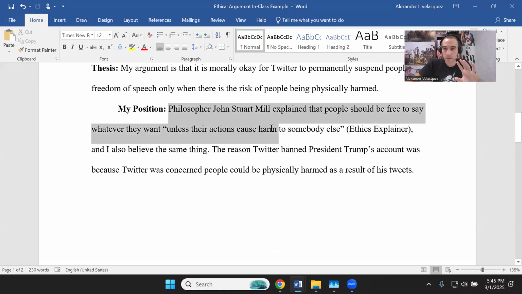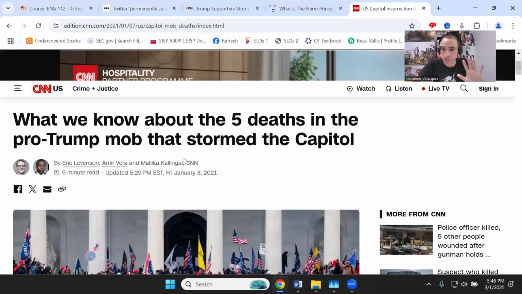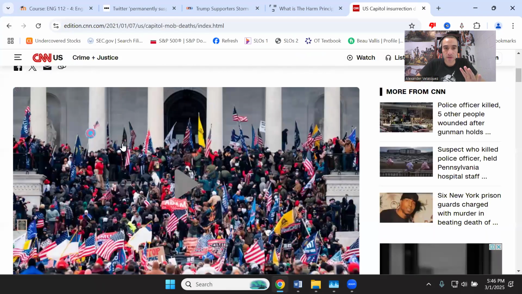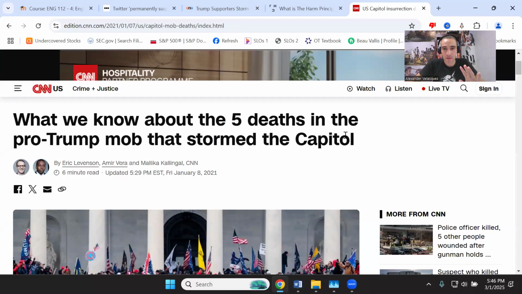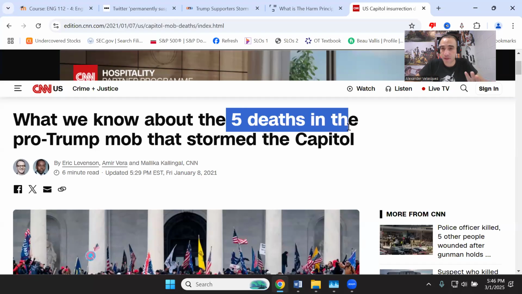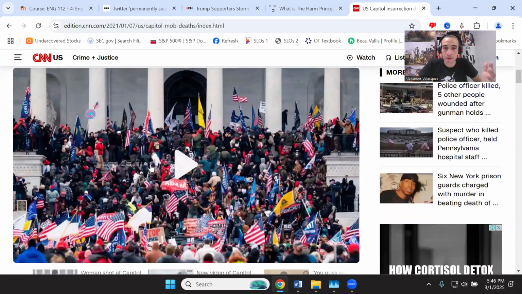So John Stuart Mill said you should be free to say whatever you want unless your actions cause harm. I believe the same thing. And hey, the reason Twitter banned his account was because they were concerned people could be physically harmed. Is there evidence of this? Were people physically harmed? Yes, there was. So this is why you have to do your research, right? This is the importance of doing research. When the Capitol was stormed, at least 5 people died. I think it was more. But when this article was written on January 8, 2021, there were at least 5 deaths. And so people had died as a result of citizens storming the Capitol.